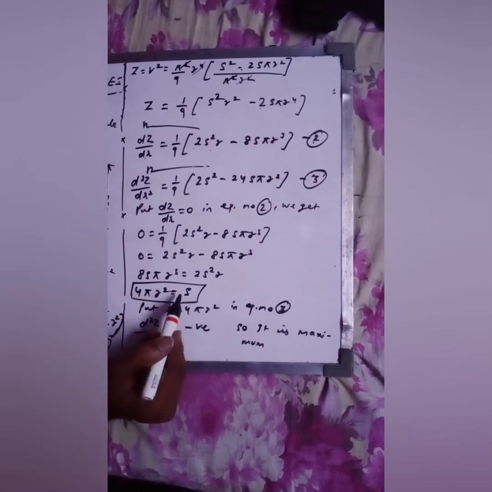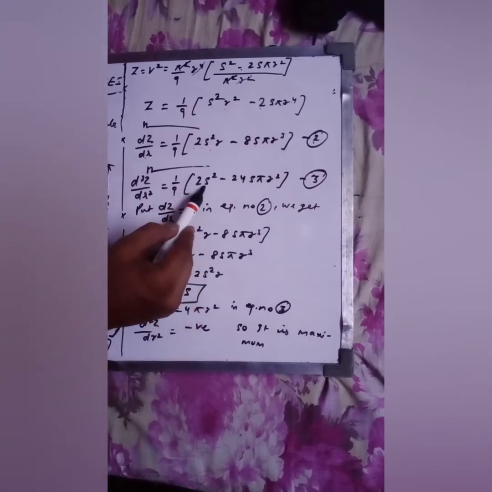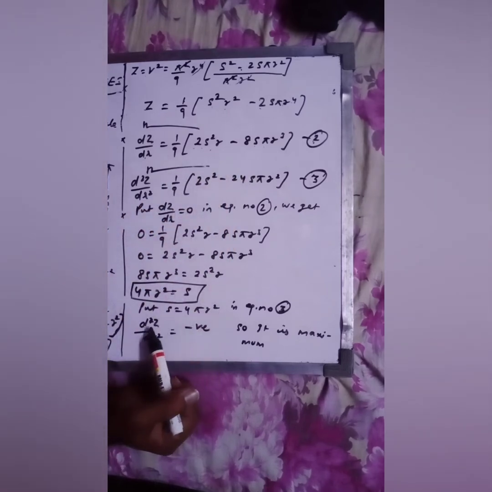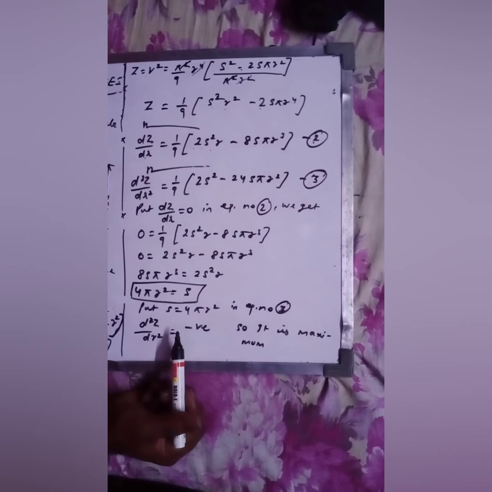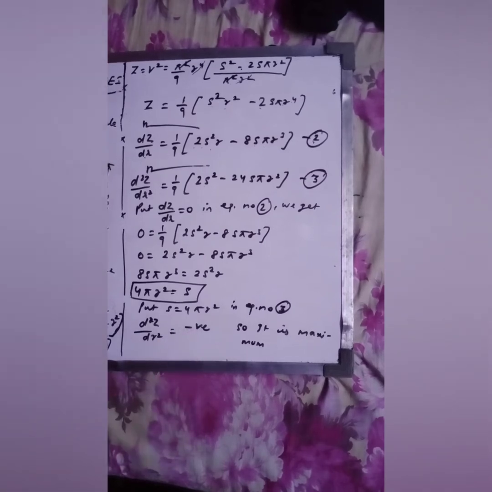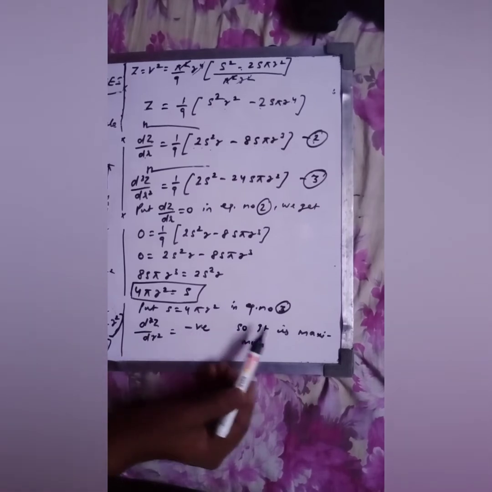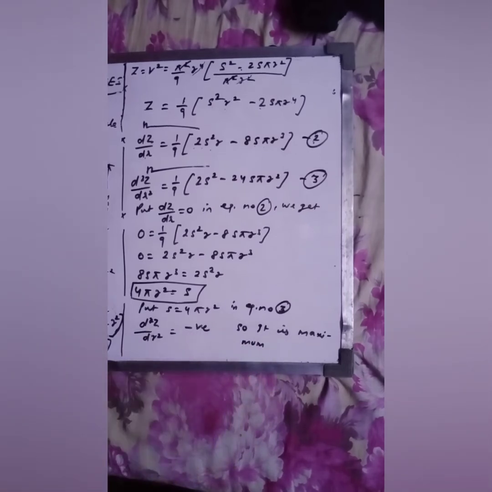Now you have to put this value of s in equation number 3. So your double derivative will be negative. Okay, when you put this, you have to show it. I'm not showing it, but you have to show this step. So your double derivative is coming negative, so it is maximum. Okay.